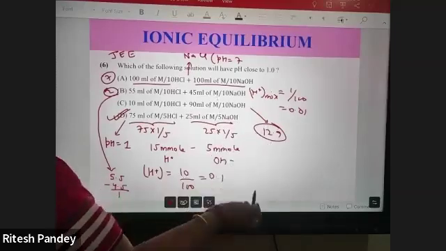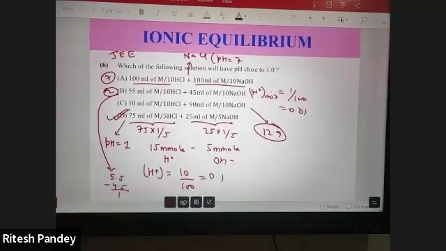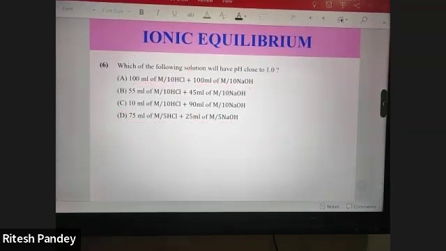I'm sure Chaudhary ji would have done it right. Anybody else getting the same answer? 12.9. Mehul, I want to hear from you. Yes sir, it will be 12.9. Good to know. In this case, naturally D, Delhi is the right answer, and we move on.